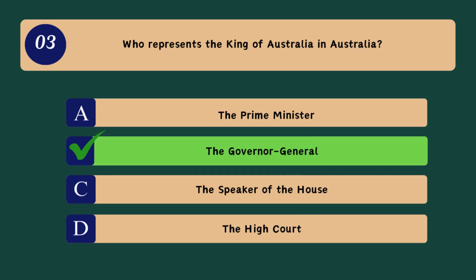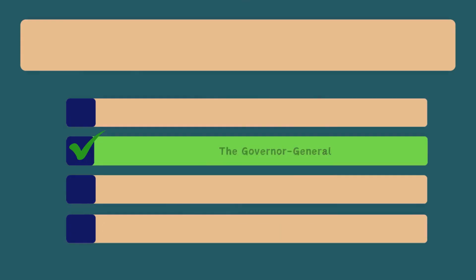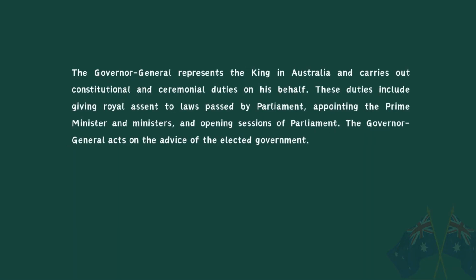Correct answer. B. The Governor-General. The Governor-General represents the King in Australia and carries out constitutional and ceremonial duties on his behalf. These duties include giving royal assent to laws passed by Parliament, appointing the Prime Minister and ministers, and opening sessions of Parliament. The Governor-General acts on the advice of the elected government.